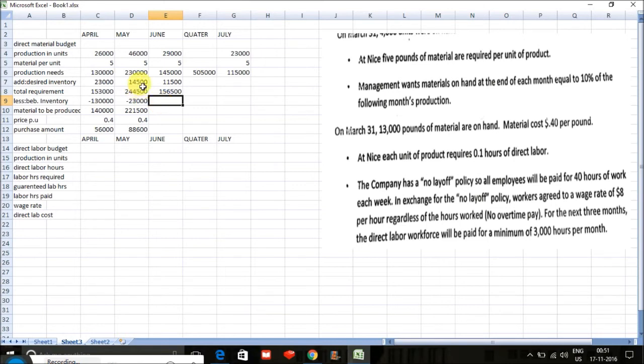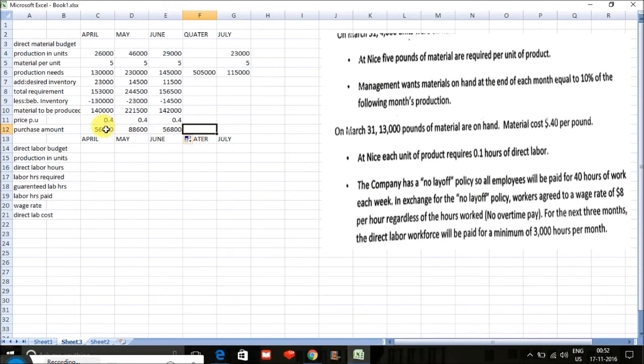That is, the ending inventory is 14,500. We will less that from this figure to get the final need, that is 1,56,000 minus 14,500. That is 1,42,000. And if you multiply it by 1.40, we will get the purchase amount of this, that is 56,800 for the month of June.